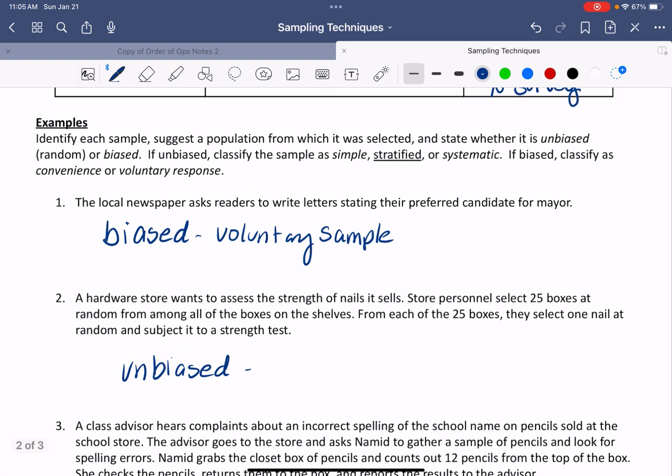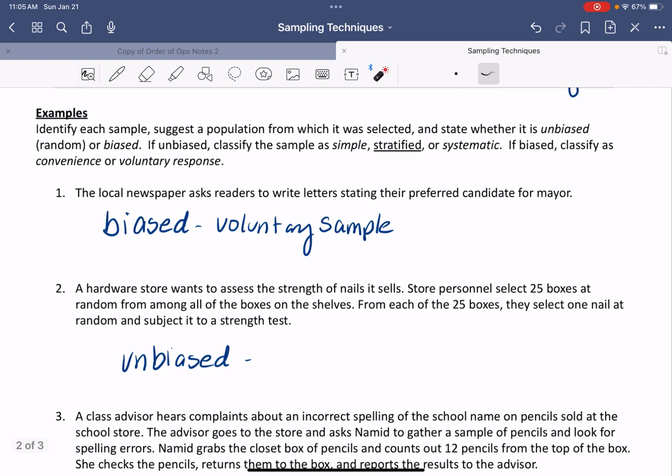Okay, remember here, I'll go up here a little bit. We have simple, stratified, and systematic. I'm gonna go, well, it's not simple because they're selecting 25 boxes at random, but then from each of the boxes, they're selecting 1. To me, that's not systematic because they're not saying I'm picking every 25th box and every 5th nail. Okay, they've grouped each into different boxes in different groups. So in this case, this one is stratified sample.